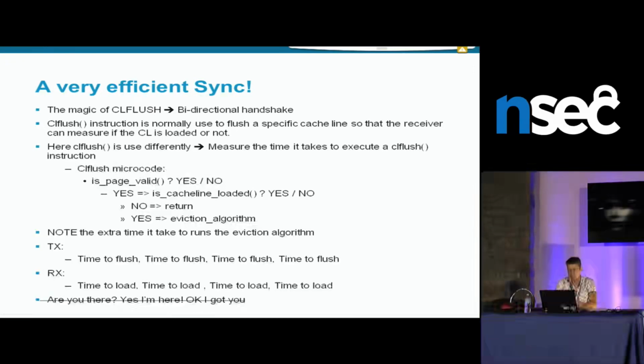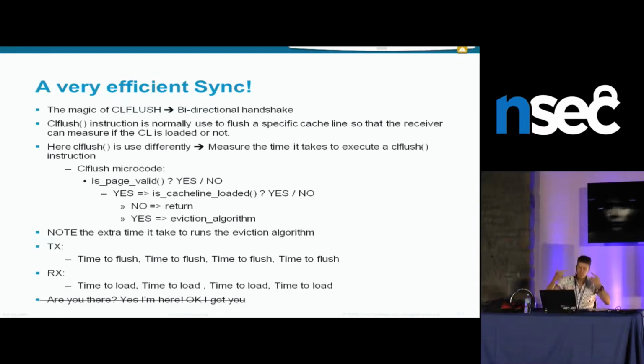So this is where I bring the magic of CLFLUSH. I'm implementing a bidirectional handshake with this one. The CLFLUSH instruction is an x86 instruction. It is normally used to flush a specific cache line so that the other party running on the other side can measure if that cache line is loaded or not. So here, the idea I had is I'm using CLFLUSH in a different fashion. Instead, I'm measuring the time it takes to run the CLFLUSH instruction.